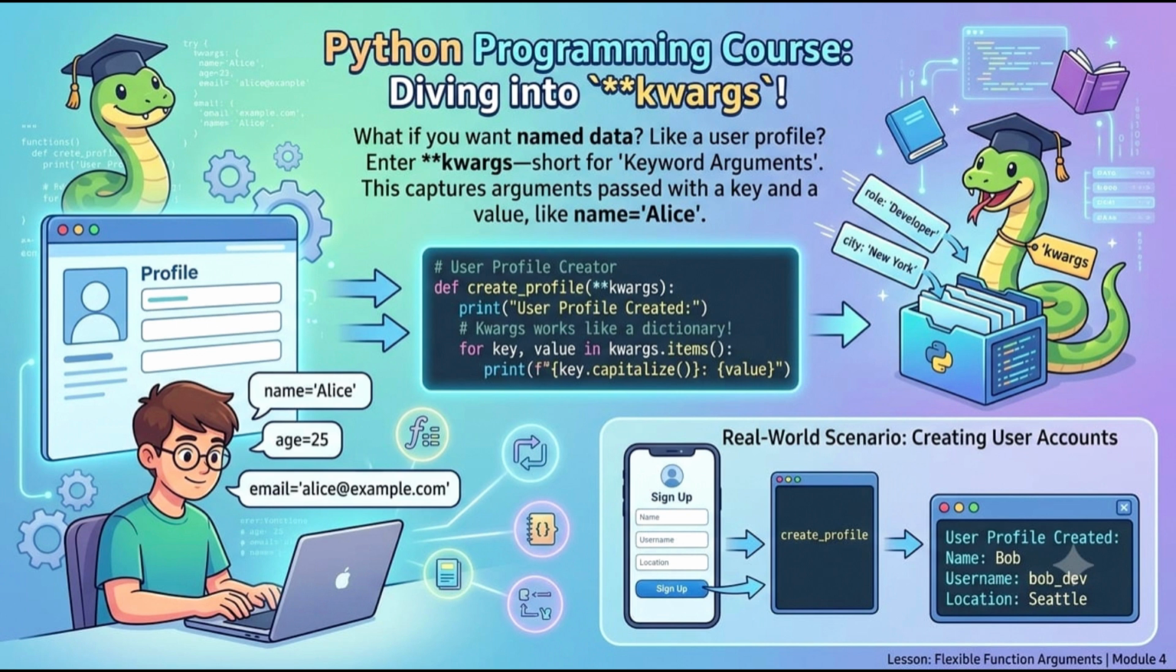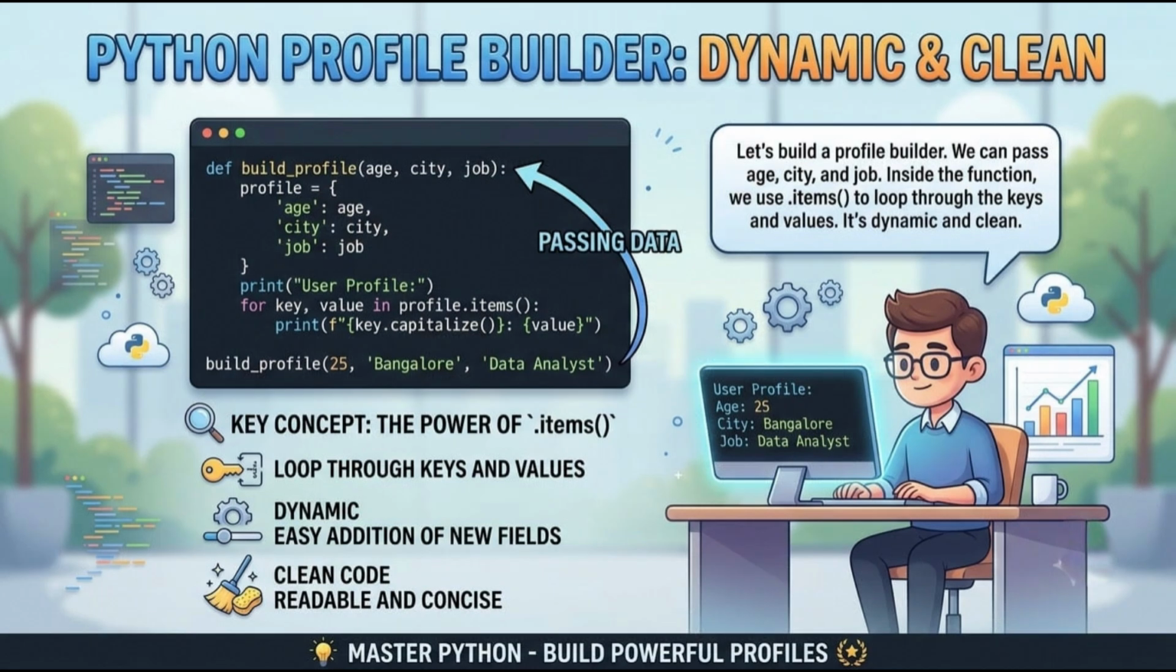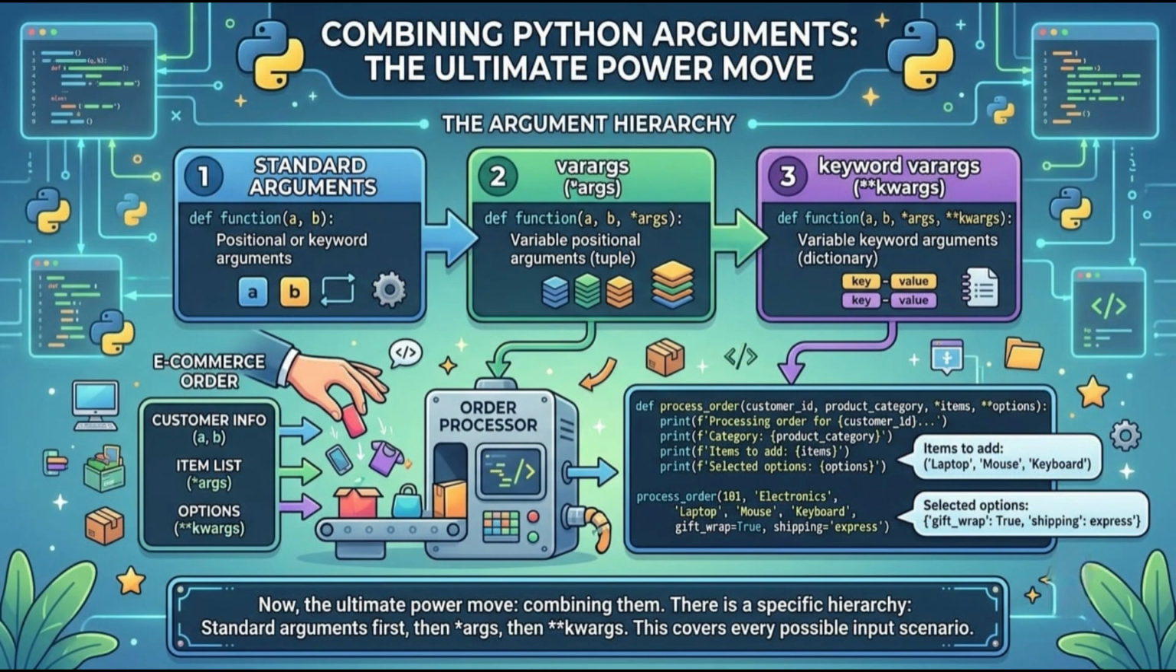What if you want named data? Like a user profile? Enter **kwargs, short for keyword arguments. This captures arguments passed with a key and a value, like name equals Alice. While *args creates a tuple, **kwargs creates a dictionary. This allows us to access data using keys, making it incredibly powerful for handling labeled data configurations. Let's build a profile builder. We can pass age, city, and job. Inside the function, we use .items to loop through the keys and values. It's dynamic and clean.